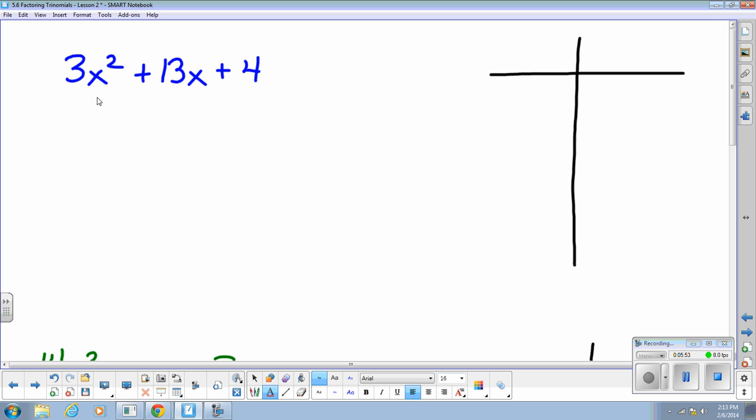So looking here at this trinomial, 3x squared plus 13x plus 4. All right, something was added together to get 13x.